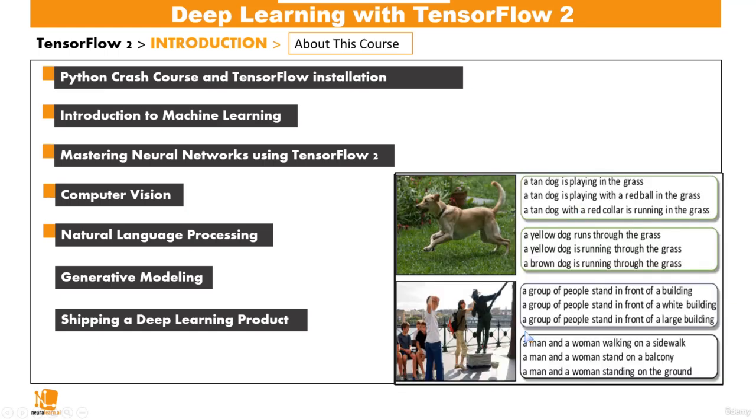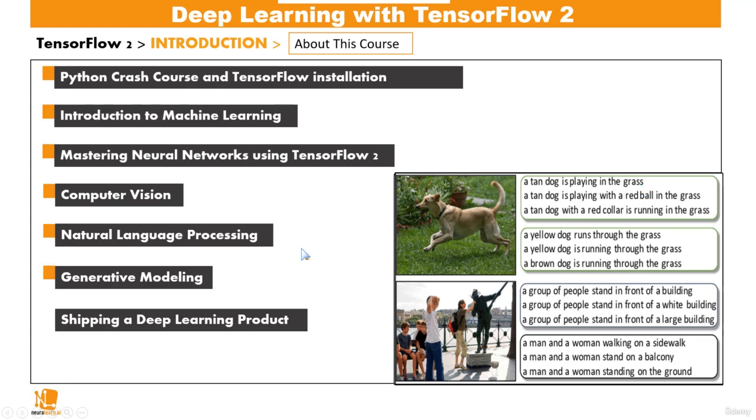The next will be an image captioning system, in which, when given this kind of inputs, our model is able to come up with such tags. For example, here we have a tan dog is playing in the grass.